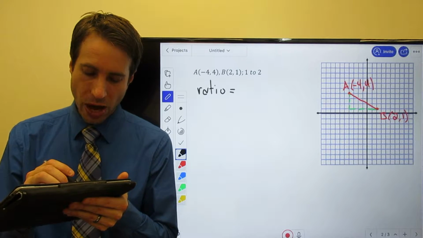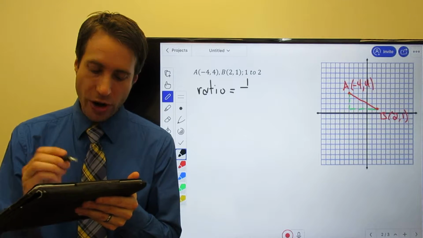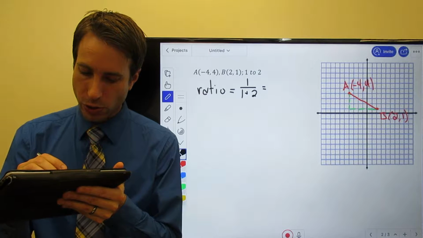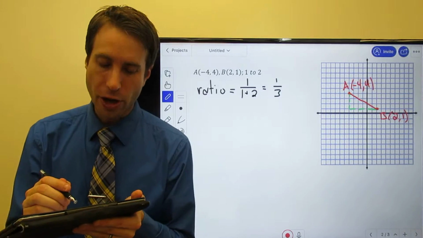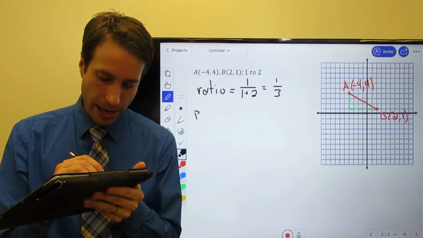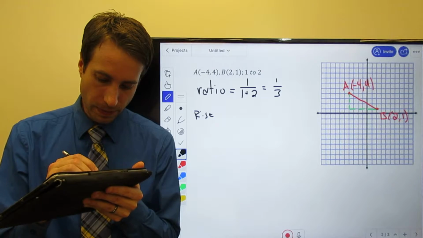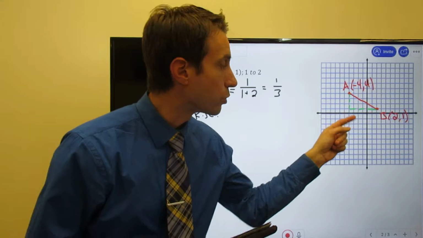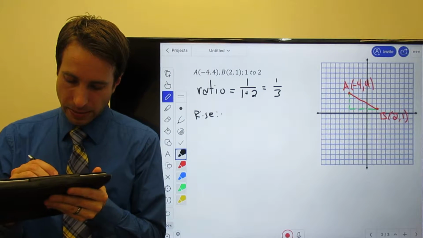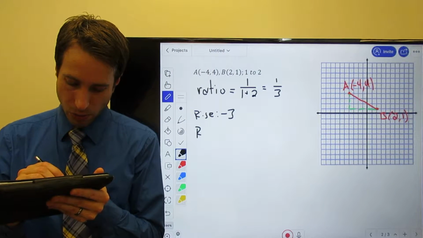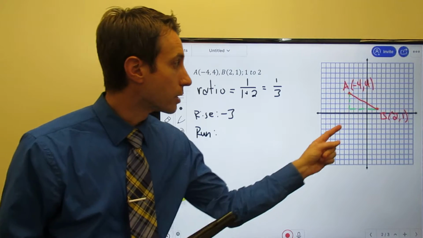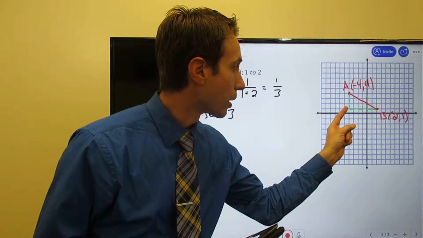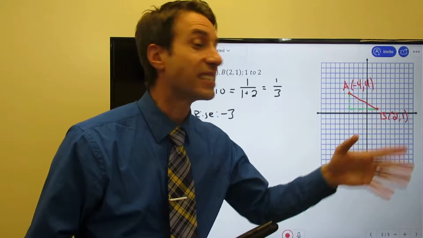Alright, so here we go. The ratio, I want one part, that's the part I want, over the whole. Well, the whole will be 1 plus 2, which is going to be 1/3. Alright, so what is it? Well, my rise is simply count down 1, 2, 3. Since it's down 3, that's going to be a -3. My run is going to be 1, 2, 3, 4, sorry, 1, 2, 3, 4, 5, 6.